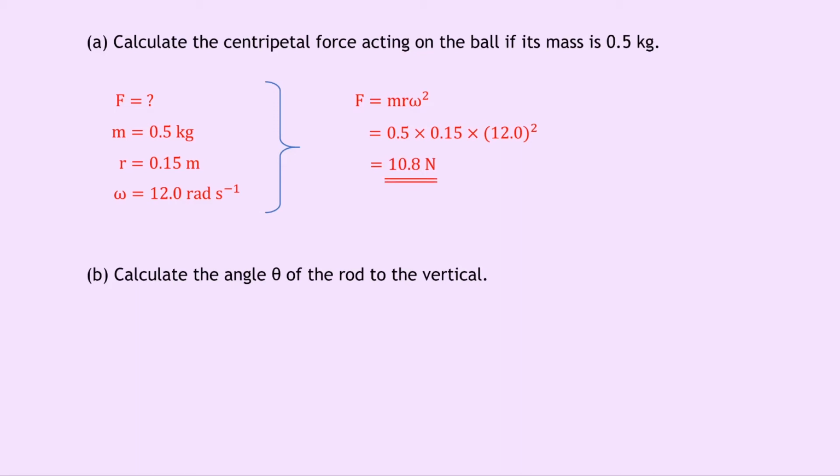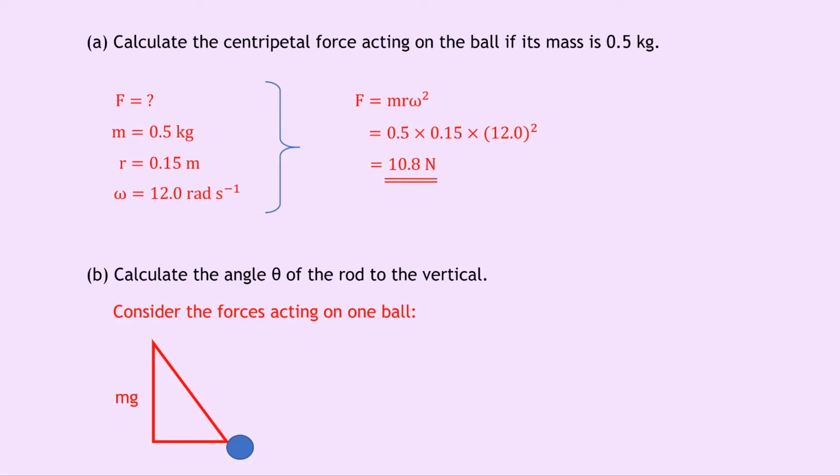Part B says to calculate the angle theta of the rod to the vertical. So to do this, it helps to draw a sketch similar to the one we got given in the question. So consider the forces acting on one ball first of all. So if we draw a sketch, draw a triangle for the forces, and there's our ball there. There will be a component of weight downwards, which is mg, and we'll have a centripetal force horizontally called F, which is maintaining that circular motion of the ball.